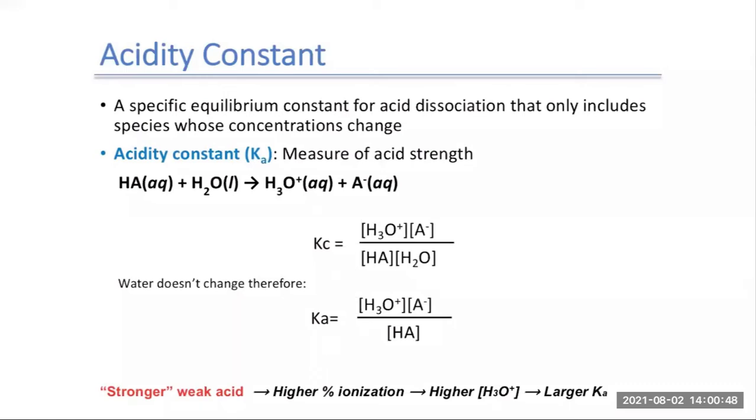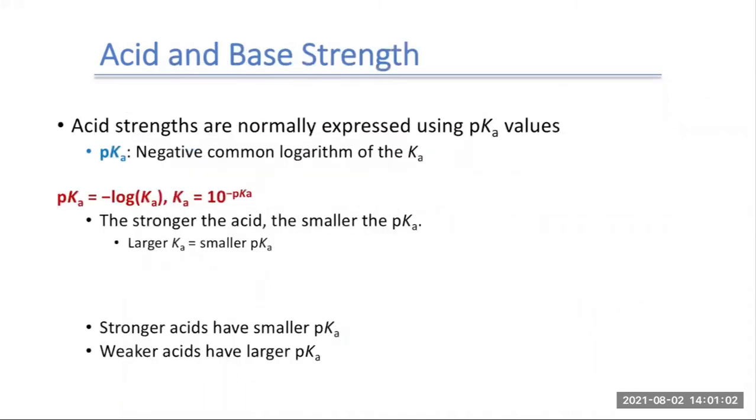But looking at different Kas is not really useful, and the numbers tend to become really large or really small, and they don't mean as much. So another way we can look at acid-base strength is to look at the pKa. Acid strengths are normally expressed in pKa's, which are much easier to convey back and forth to each other. Remember, pKa is the negative common log of Ka, just like pH is the negative common log of the hydronium concentration. So pKa equals negative log of Ka.